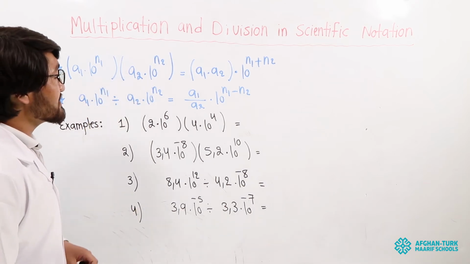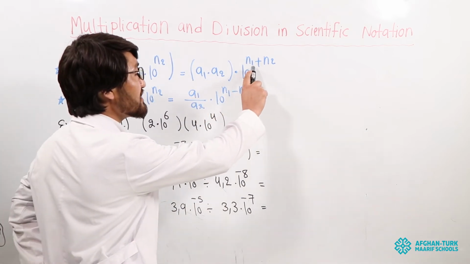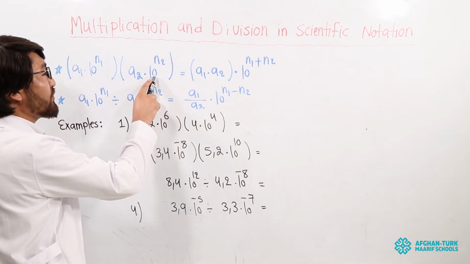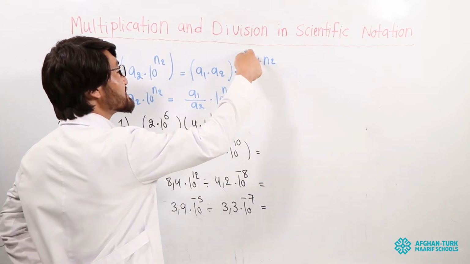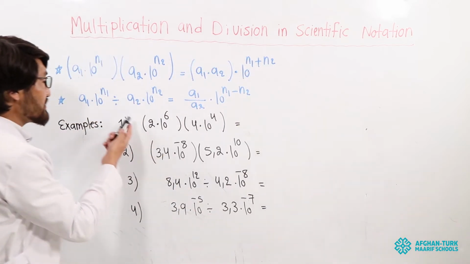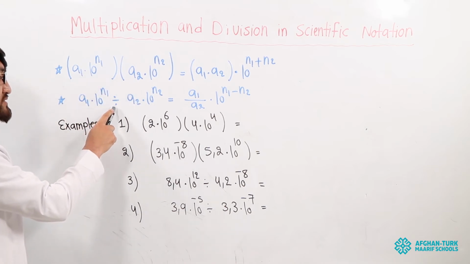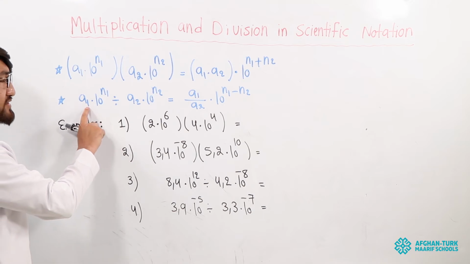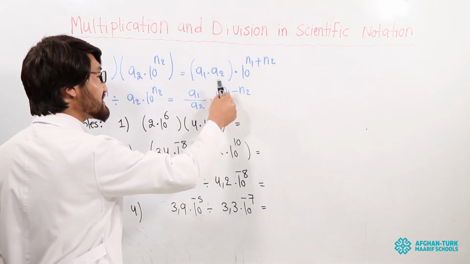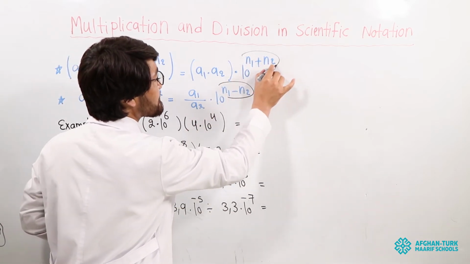How to multiply these? We multiply the numbers and then we follow the exponent laws. We take one 10 and we add the exponents. It means n1 plus n2. Here we have two scientific numbers that we want to divide. First we divide the numbers and then we subtract the exponents. You know the exponent laws.